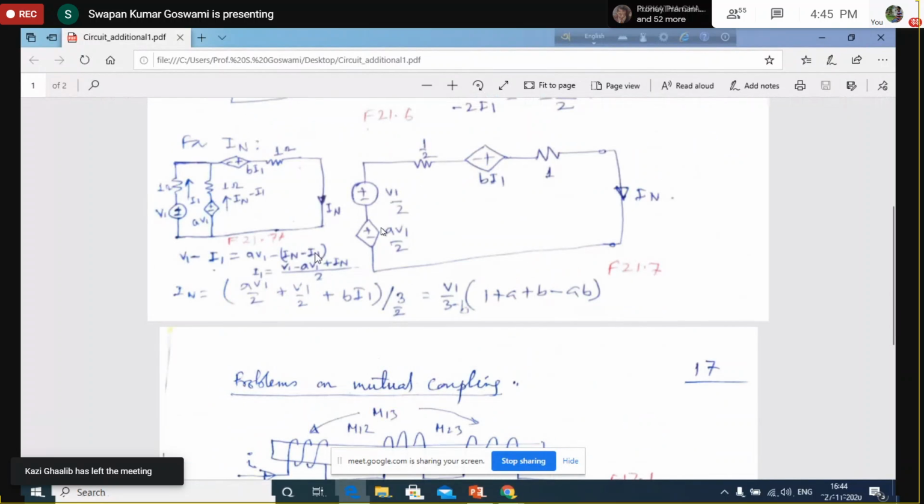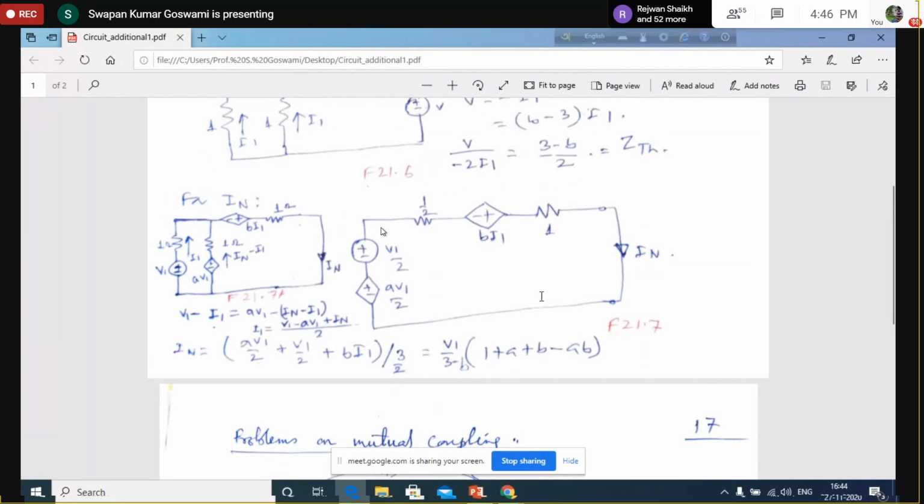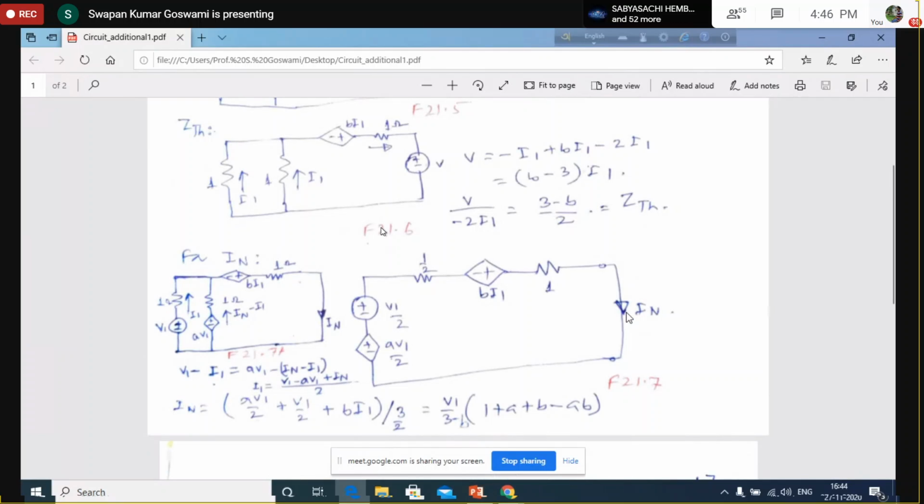There was some error, and this error has been checked here. Simply the value of I1 was wrongly put, and the correction is here. You can do this, or you can find the solution using any other technique. Somehow you have to find the value of IN in this circuit. That is required. Any question up to this? Any doubt?